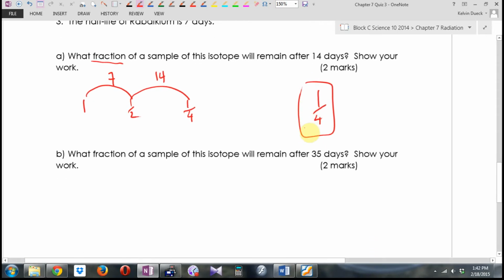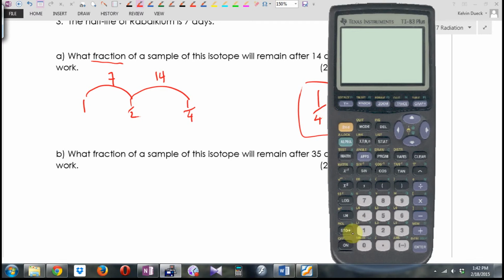Oh, by the way, instead of what fraction, I could have asked for what percent. 1 divided by 4 times 100. There, 25%. I figure if you can do one, you can do the other.